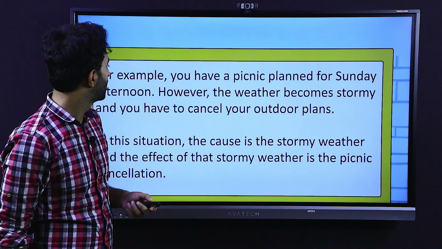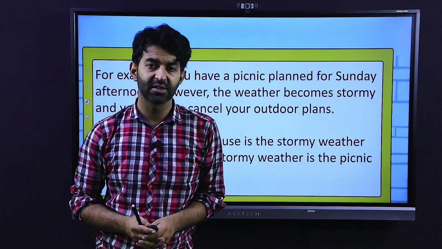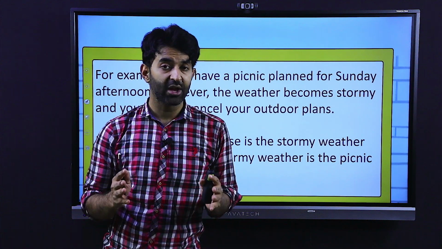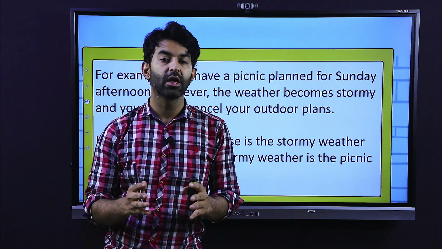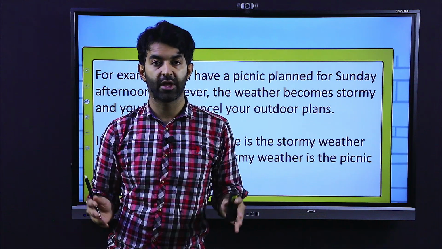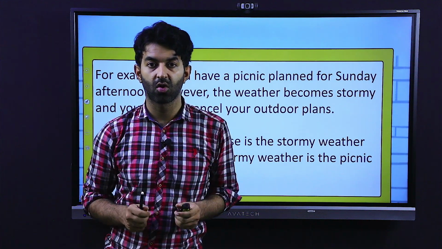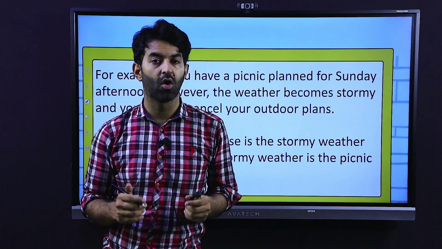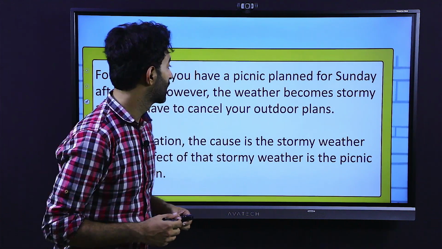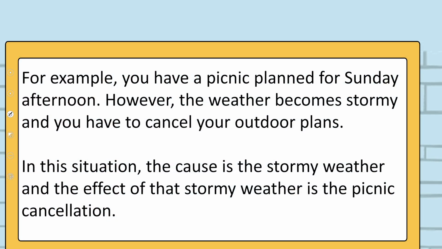Now, let's look at another example. Let's try to understand it. This will help you in reading any kind of text. You can clearly, easily, within a second, identify the cause and the effect of that situation. For example, you have a picnic planned for Sunday afternoon. However, the weather becomes stormy and you have to cancel your outdoor plans.